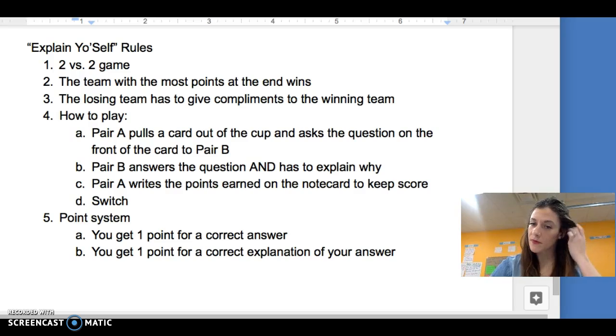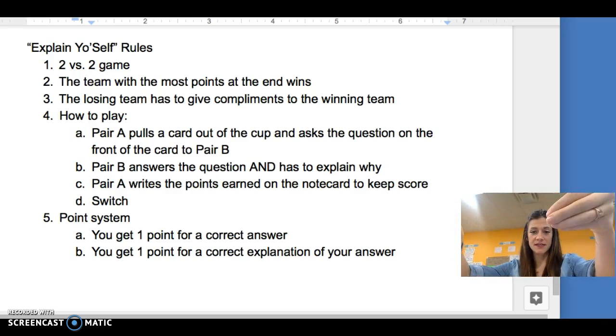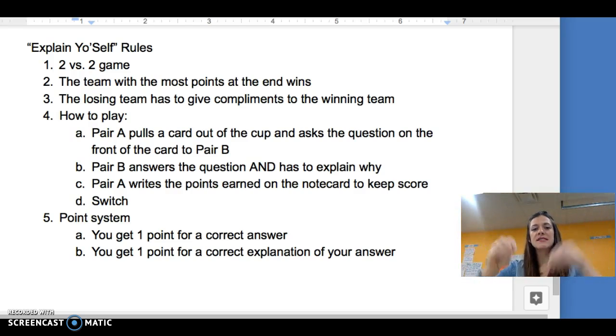Okay, to test how well you understand the 3 parts of explaining your evidence, you are going to play a game for the rest of this station called Explain Yourself. This is a 2 versus 2 game. One set of partners is going to be against the other set of partners. The team with the most points at the end wins. The losing team at the end has to compliment the winning team about how wonderful and great they are.